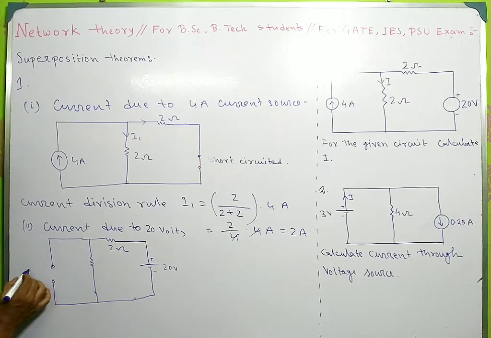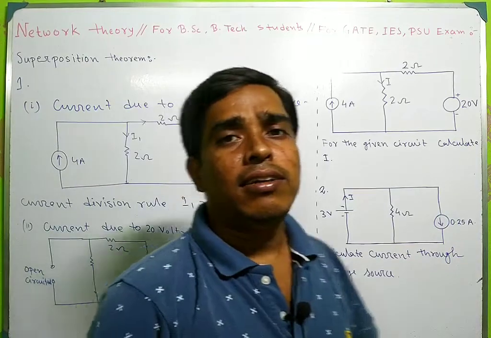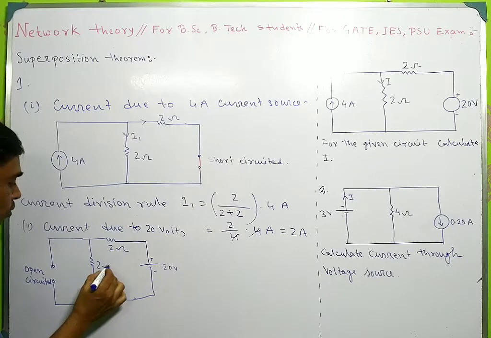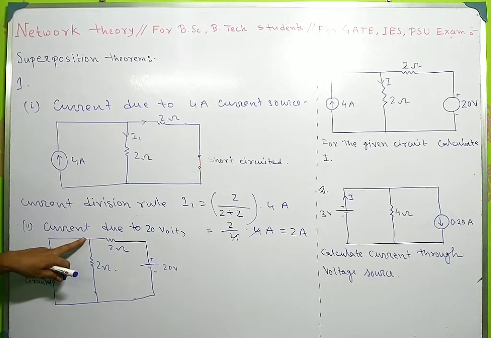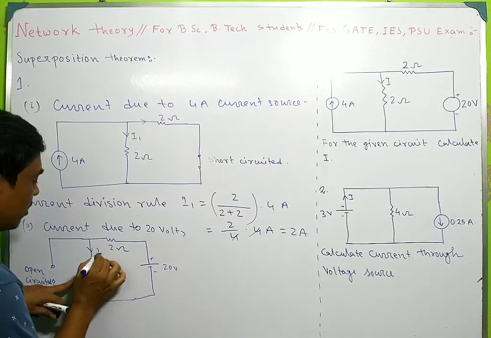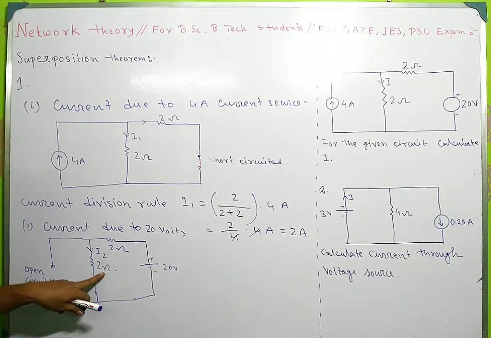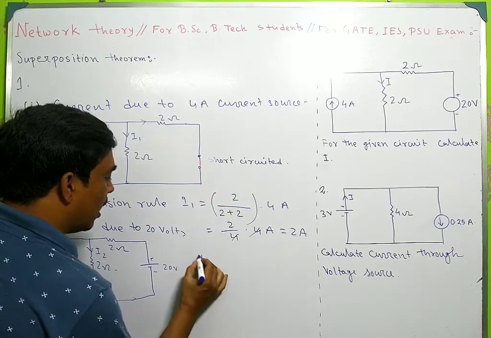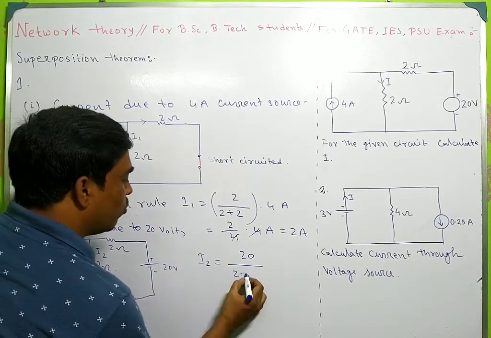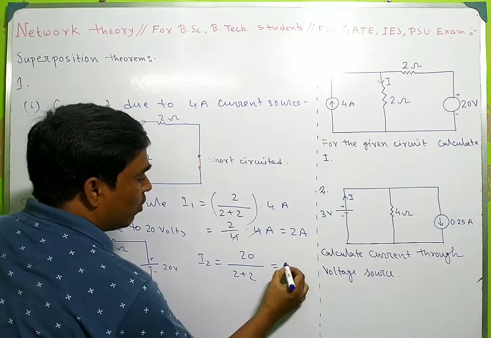That's why it should be open circuited, because a current source contains infinite internal resistance. That's why it is open circuited. This is 2 ohm. So no current will pass through this branch because this is open circuited. So the current through this 2 ohm resistance, I2, will be 20 divided by 2 plus 2. So it will be 4. So it will be 5 ampere.